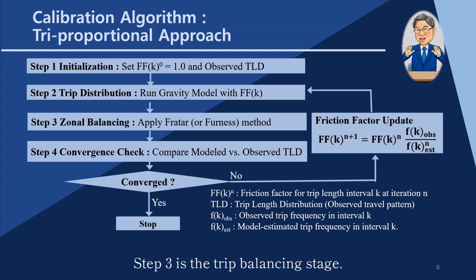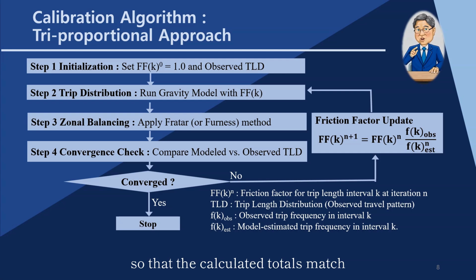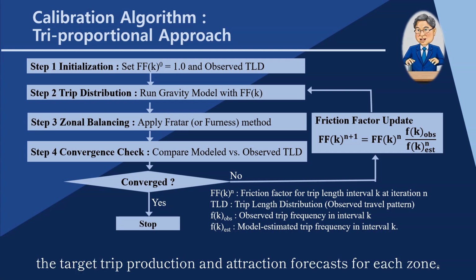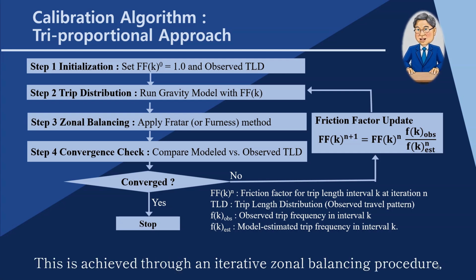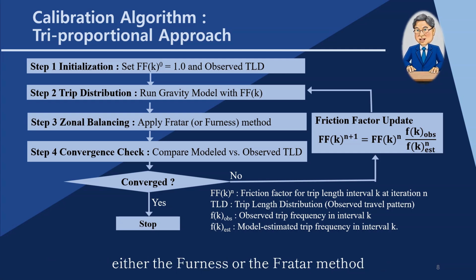Step 3 is the trip balancing stage. In this stage, the estimated PA trip flows are balanced so that the calculated totals match the target trip production and attraction forecasts for each zone. This is achieved through an iterative zonal balancing procedure, which can be implemented by applying either the Furness or the Fratar method, depending on the practitioner's choice.